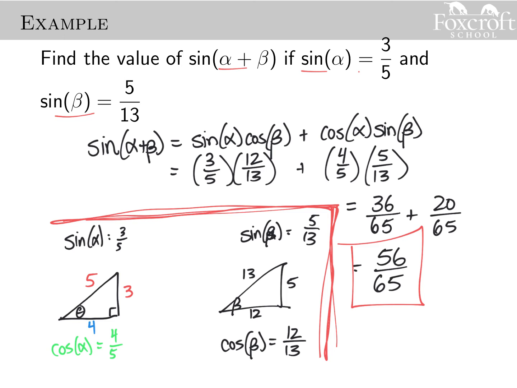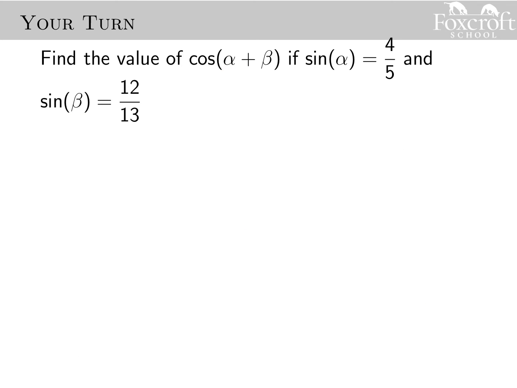All right, so this is the new formula for if we're adding two angles together. In this case, you're going to find cosine of alpha plus beta if you have these two sine values. Again, be careful, you're going to use a slightly different formula because you're using the cosine one instead of the sine one. So make sure you look at those formulas and use the correct one.